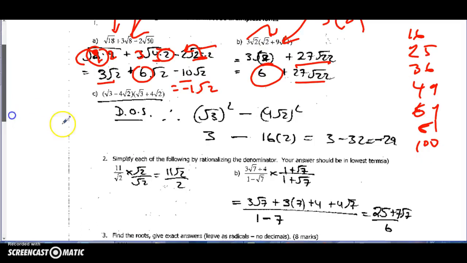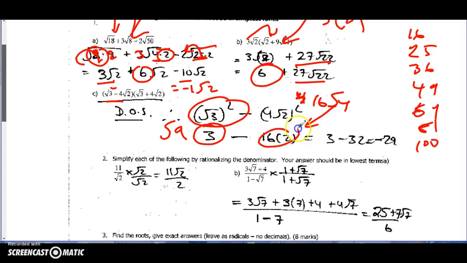Here I have a difference of squares, so I have the first term squared minus the second term squared. Root 3 squared is root 3 times root 3, which is root 9, which is 3. This is then going to be 4 times 4 is 16. 16 root 4, which is 16 times 2, and then collect those, or clean that up, and you end up with that.